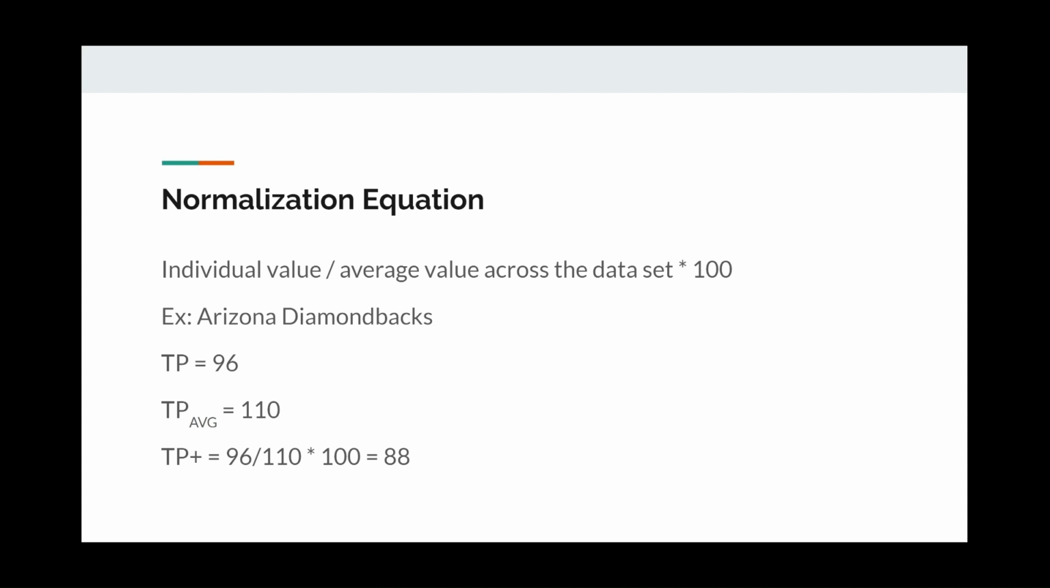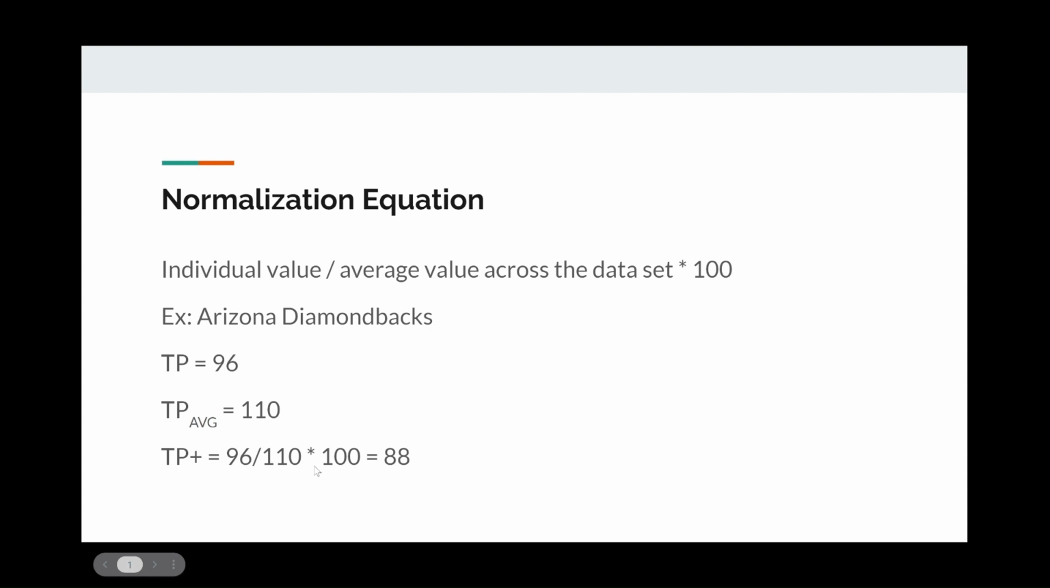The first thing that you will notice from that previous screen is that I have a value called TP plus, which is basically just a normalized value of the total points. The way that you find a normalized value, and this is similar to any stat like OPS plus when you're looking at baseball stats, is you take the individual value that you have, you divide it by the average value across the data set, and then you multiply it by 100. So for the case of the Arizona Diamondbacks, they had a TP value of 96. The average for all of the teams in the set was 110, so the TP plus value is 96 divided by 110 times 100, which equals 88.